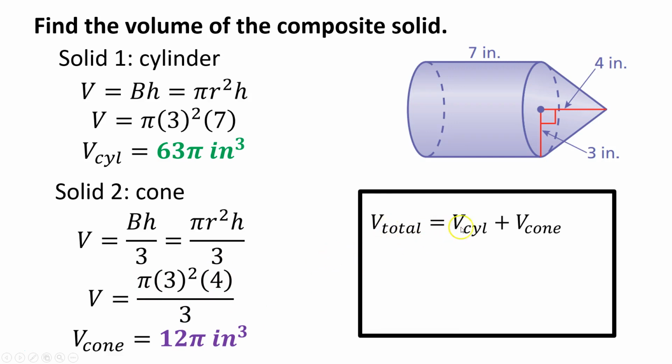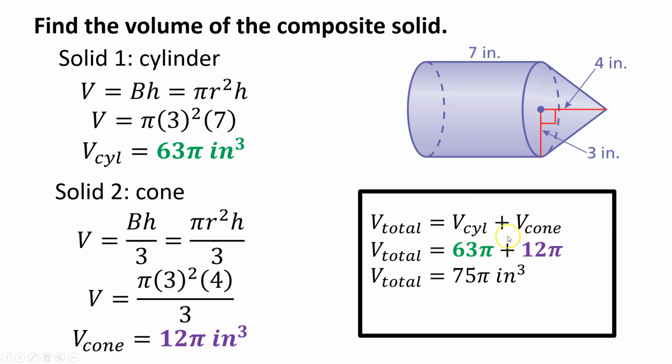As always, we're going to add them together since it is a total. You're smashing them together. So we get 63 pi plus 12 pi. And now think about it kind of like terms. They both have a pi. We can add them together. And we get 63 plus 12 is 75 pi.